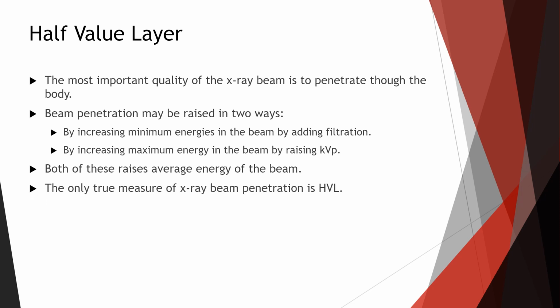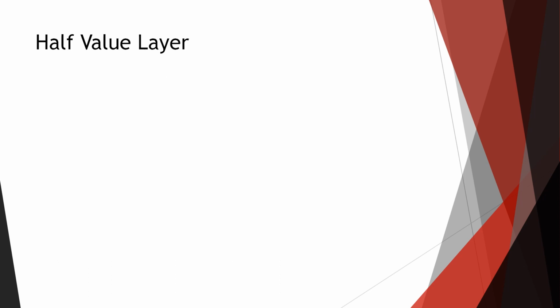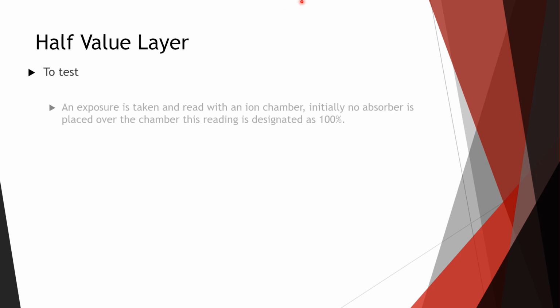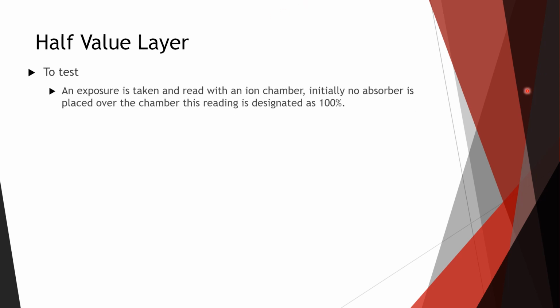The only true measurement of X-ray beam penetration is the half value layer. To test this, an exposure is taken and read with an ion chamber. Initially, no absorber is placed over the chamber, and this reading is designated as the 100%. So we take the exposure with the standard technique that we have set for this test, and read it out on the chamber. That's going to be our 100% mark.